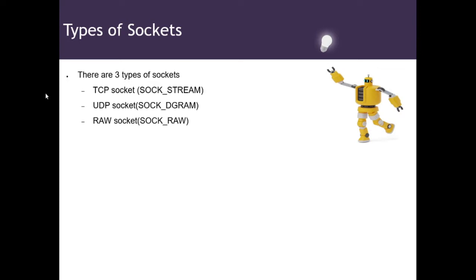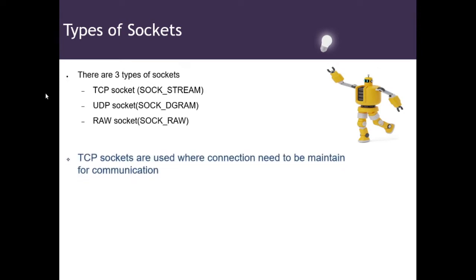In this session we will be starting with the types of sockets. There are three types of socket. The first one is a TCP socket, the second is a UDP socket, and the third is a raw socket. So what is a TCP socket? A TCP socket is a connection-oriented protocol in which the client needs to be connected to the server before beginning any communication with the server.